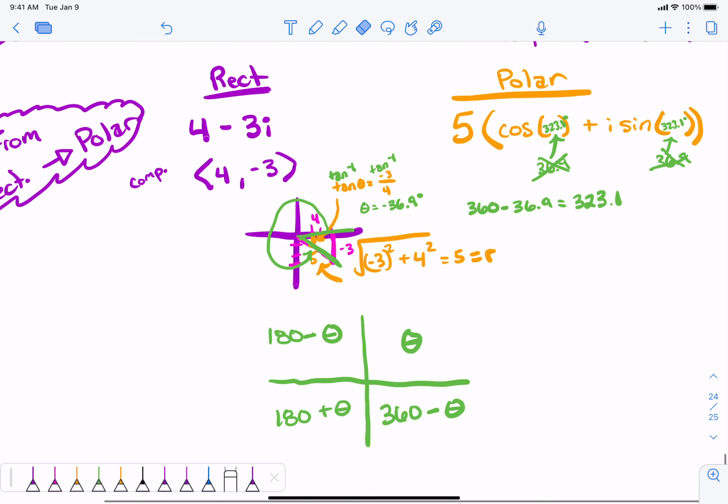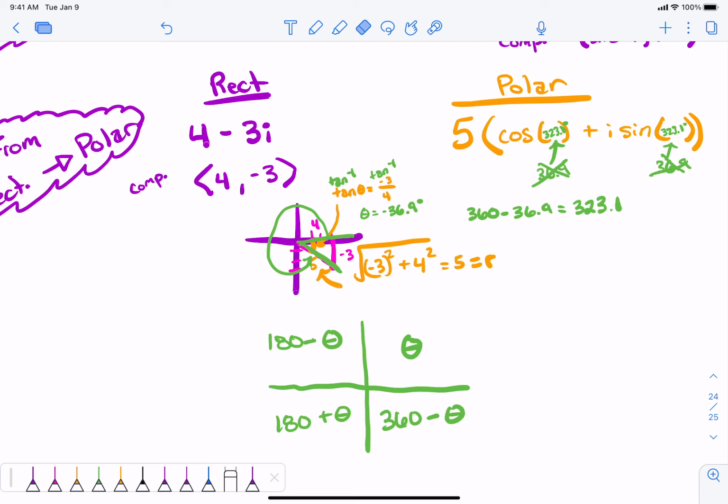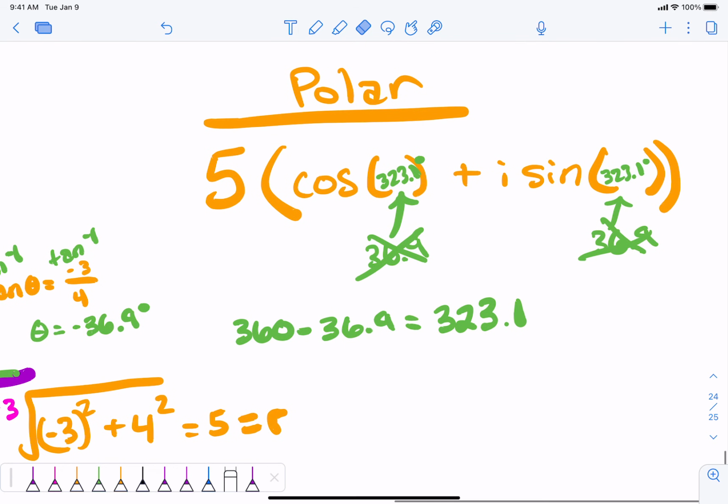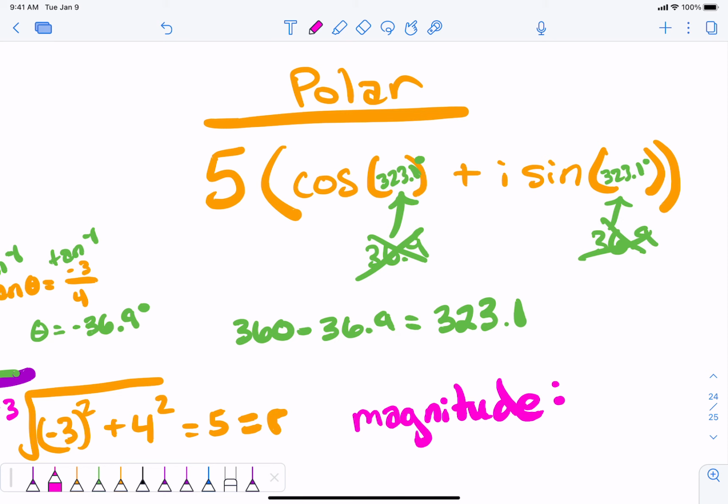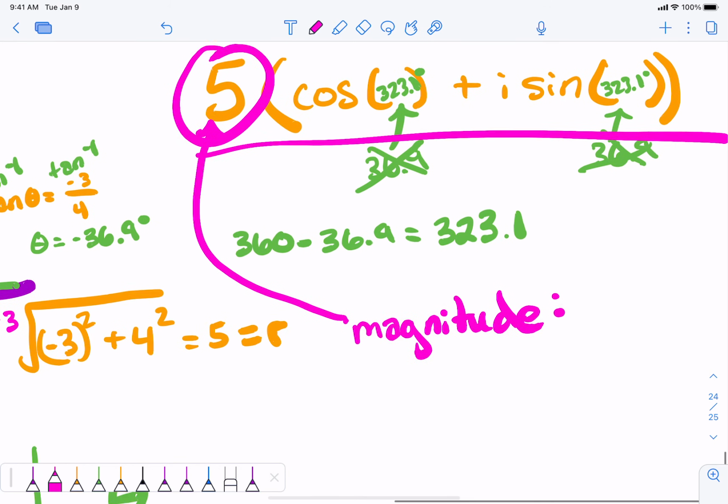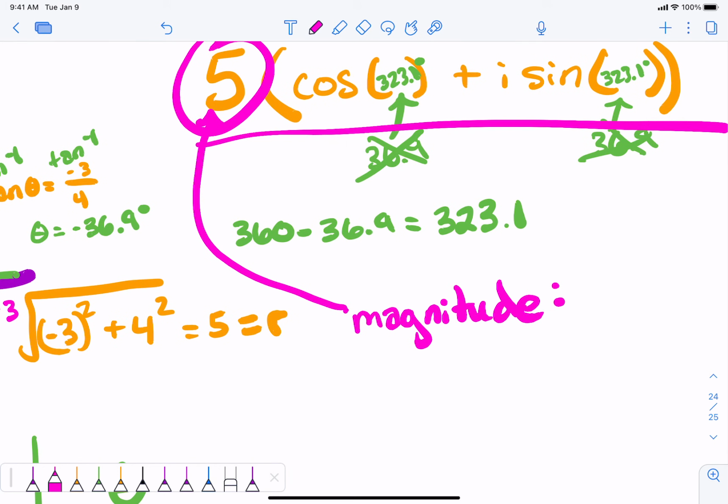Okay, now, one more thing on here. When we start dealing with vectors, they use the words magnitude and direction, which is embedded into the polar form. What's the magnitude in this polar form? Five. Magnitude is five. And how do we find the magnitude? It's the hypotenuse. It's the Pythagorean theorem.